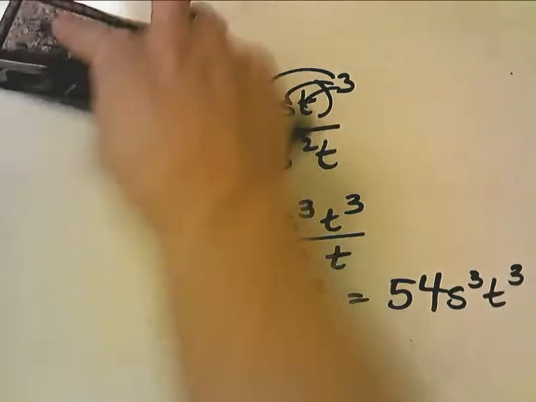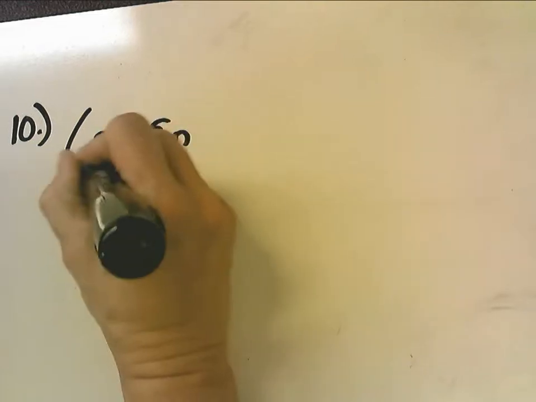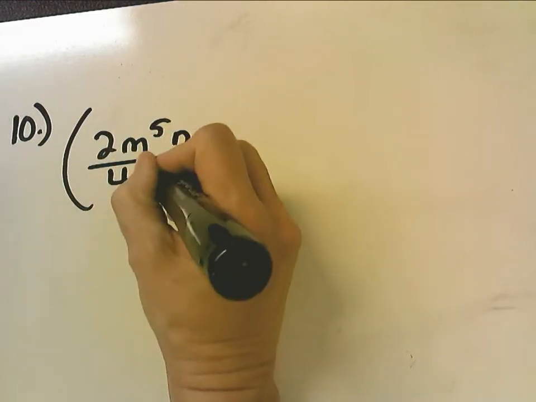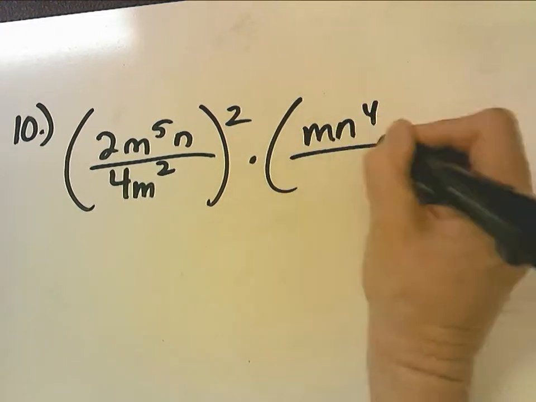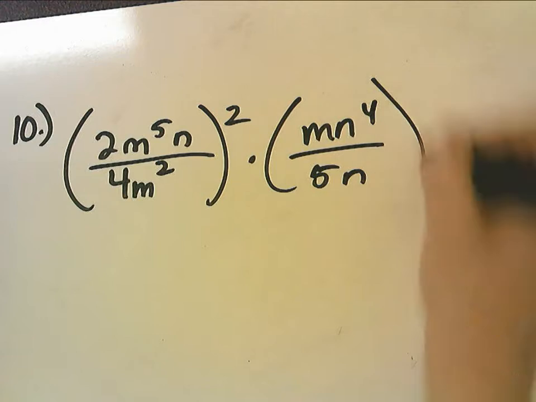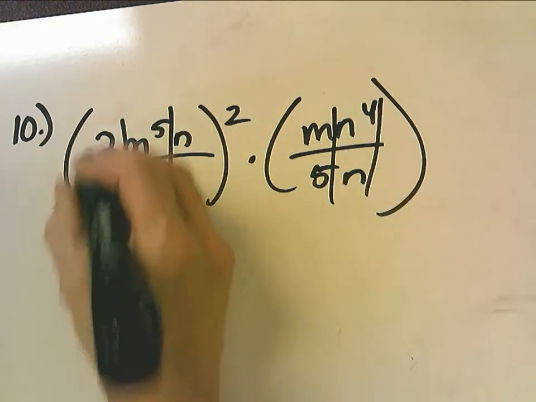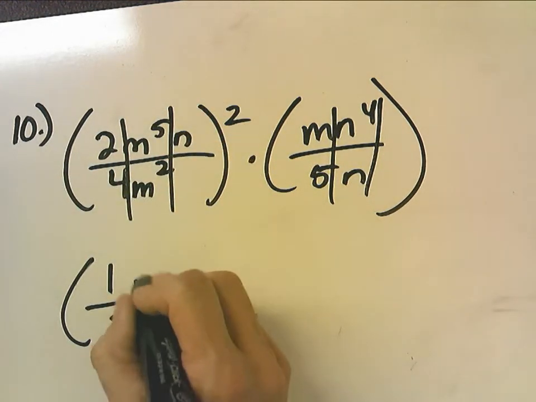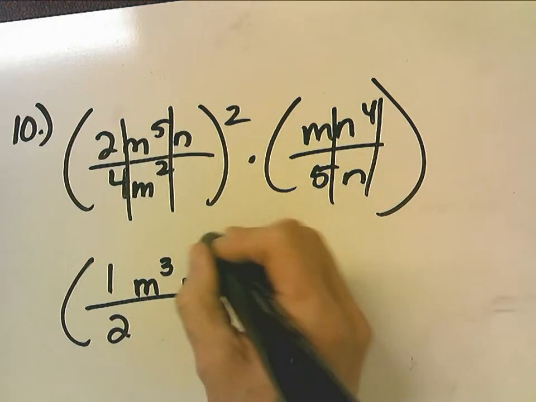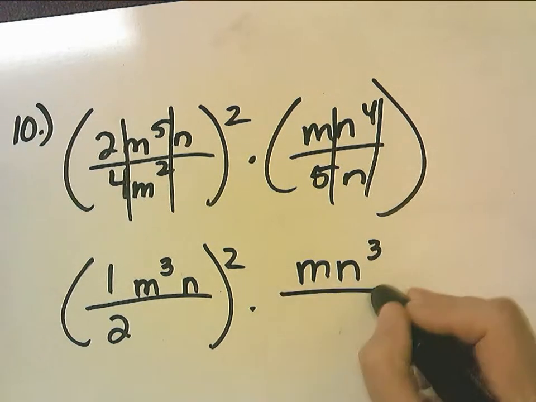Okay, and then number 10, 2m to the 5th n over 4m squared, whole thing squared, times mn to the 4th over 5n. So first thing I'm going to do is simplify inside. 2 over 4 becomes 1 over 2. M to the 5th over m squared becomes m cubed n. And m n cubed over 5.